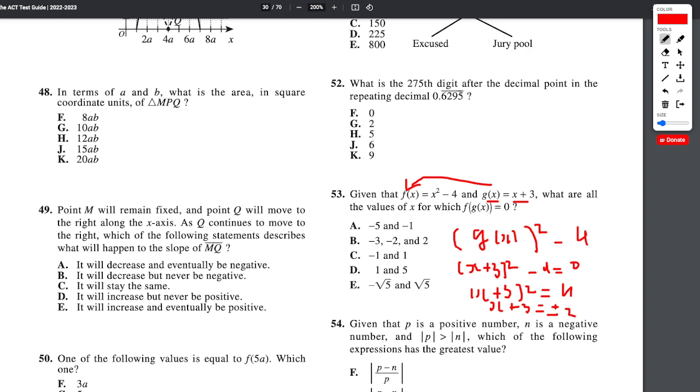Alright, so if x plus 3 equals 2, then x would be 2 minus 3, which is negative 1. So negative 1 is a possibility. And if x plus 3 equals negative 2, then x would be negative 2 minus 3, right? Yeah. So that would be negative 5. Negative 1, negative 5. That's A for 53.